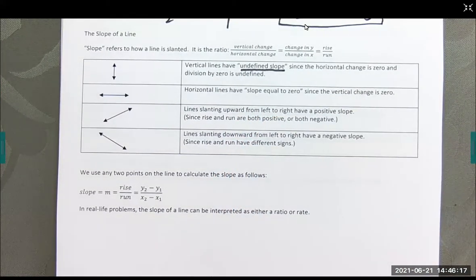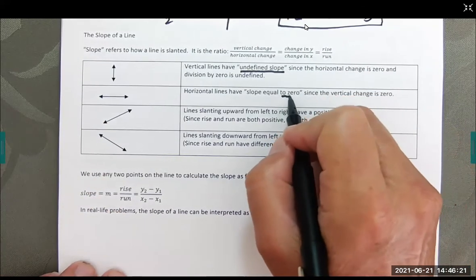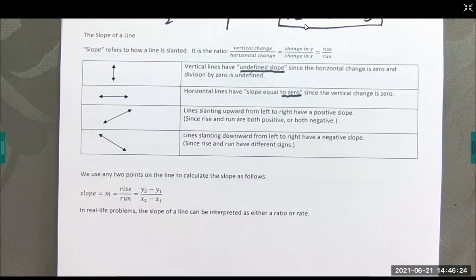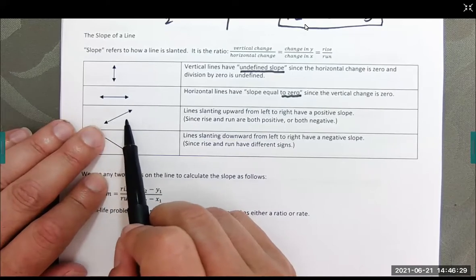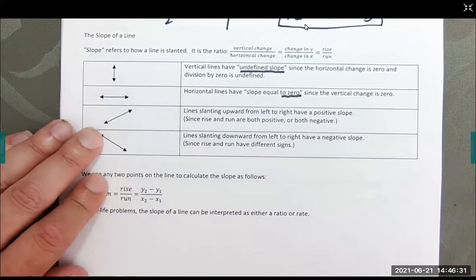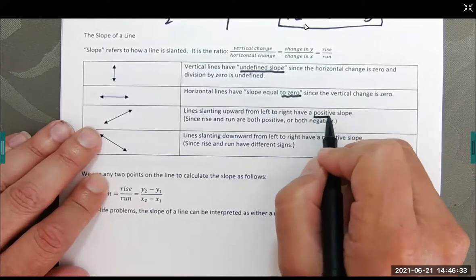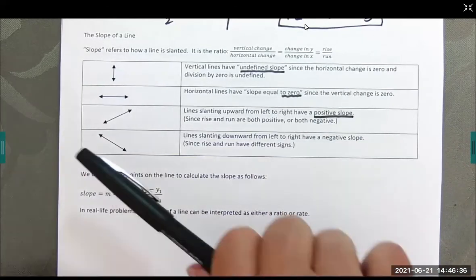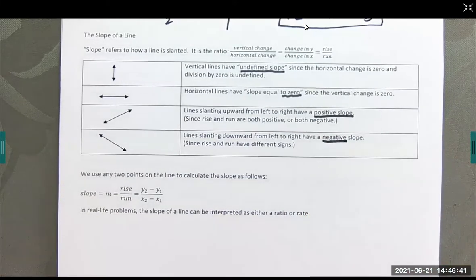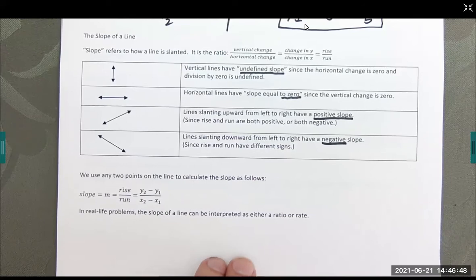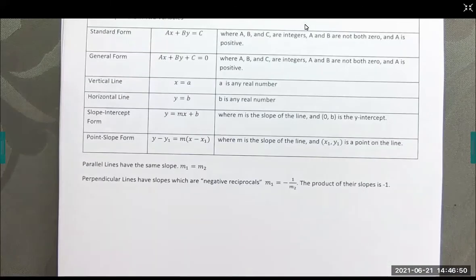Meaning it's so bizarre that we don't even have a definition for it. Horizontal lines have a slope equal to 0. Now, for this line, as x is getting bigger, y is also getting bigger. This is a positive slope when it's going in this direction, and when it's going in that direction, that is a negative slope. So these are all the various directions that we could go. Here's the slope again.